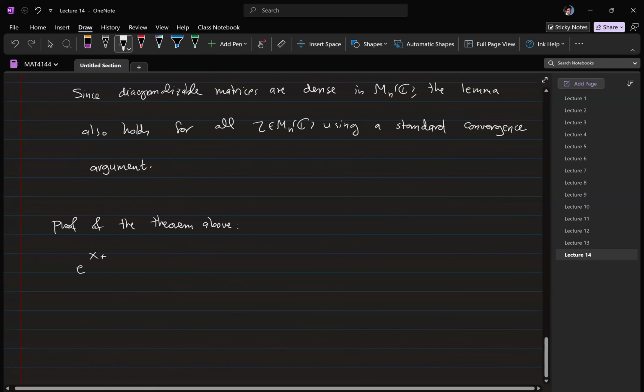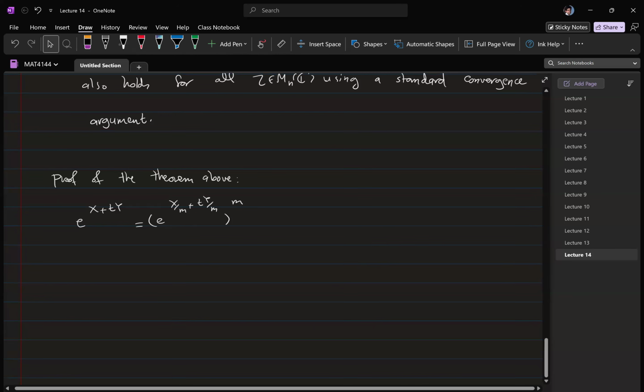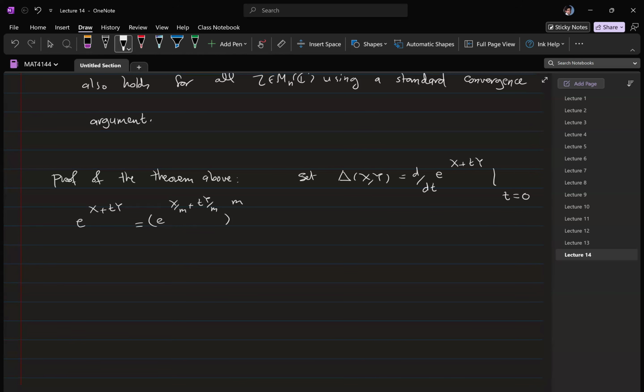So I write this e to the x plus ty as e to the x over m plus ty over m, to the power m. Okay? And now, well, what am I interested in? I'm interested in the derivative of e to the x plus ty at t equal to 0.